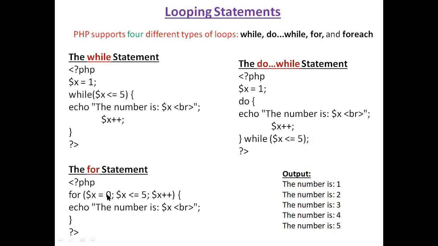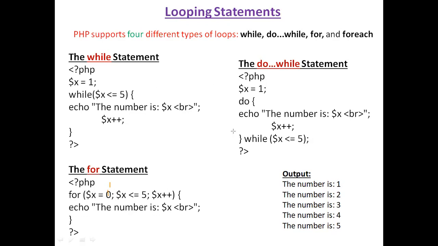And here this is wrong because x must start from 1, not start from 0. So you have to change this one. It should start from 1. So x starts from 1, and then less than or equal to 5, it means that 5 is included, increment 1. So the output will be the number is, and then the number. And then BR is for after one line, go down here.